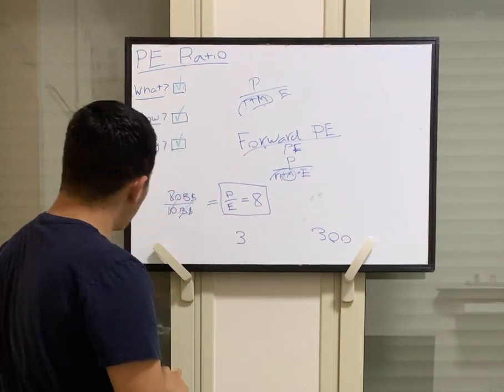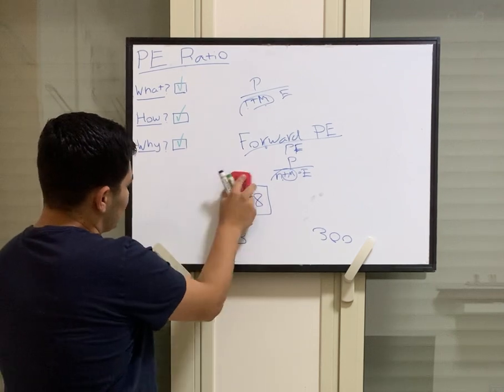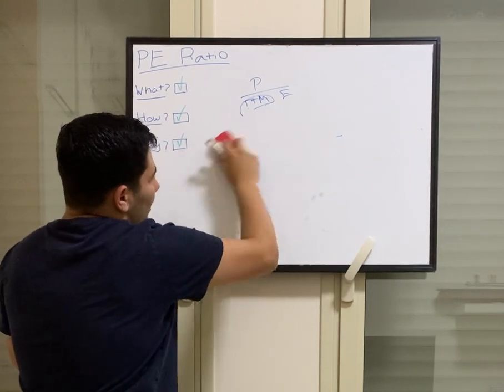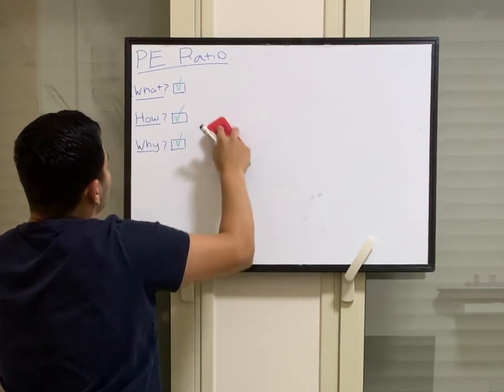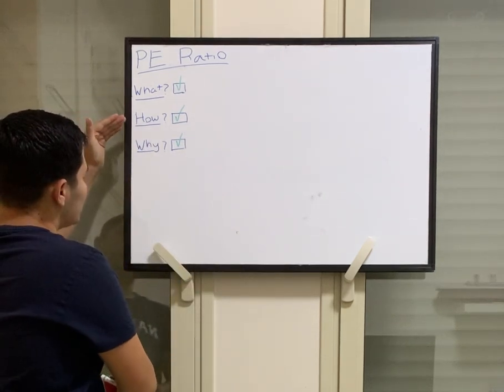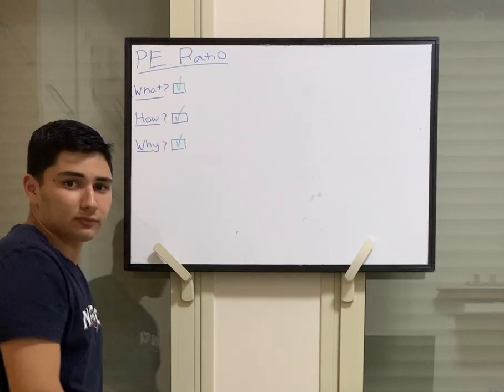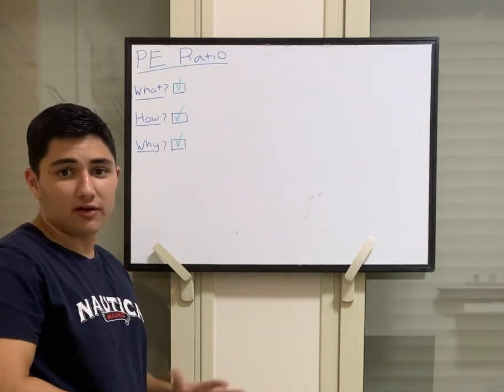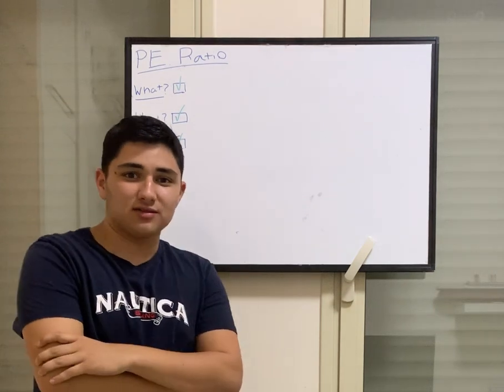So that brings us to the end of today's lesson of PE ratios and price and earnings, and what it is, how we get it, and why we have it, and also how to visualize it, why we use it, and everything around.